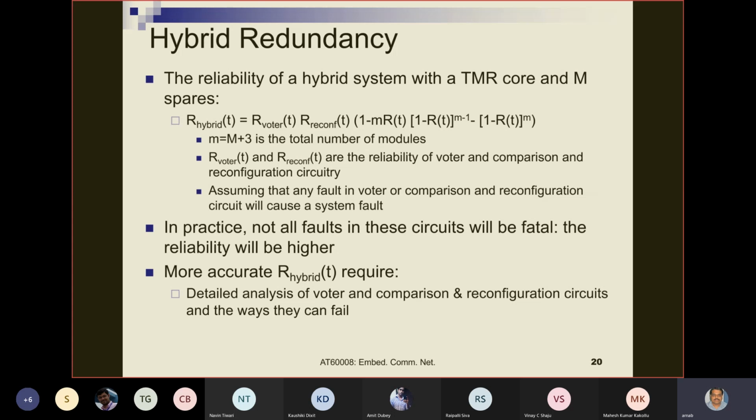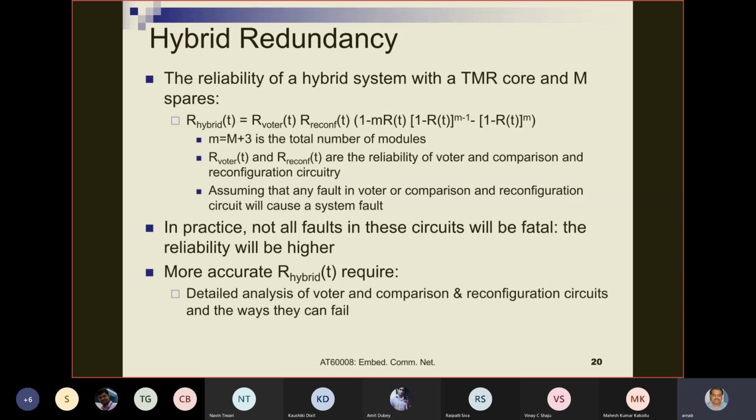The reliability of a hybrid system with a TMR core and M spares. TMR core means triple modular redundancy, and M spares. So what is the total number of components? Small m equals M plus 3 is the total number of components. Then we are saying that the reliability of this hybrid system is R voter into R reconfiguration unit into 1 minus m R T into this. So what does this mean? Any idea?